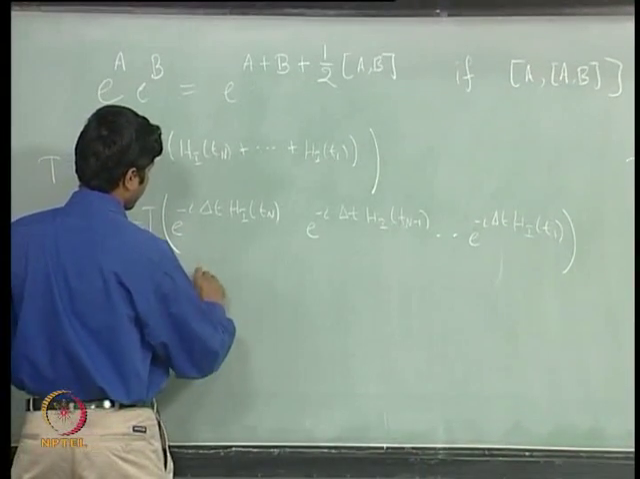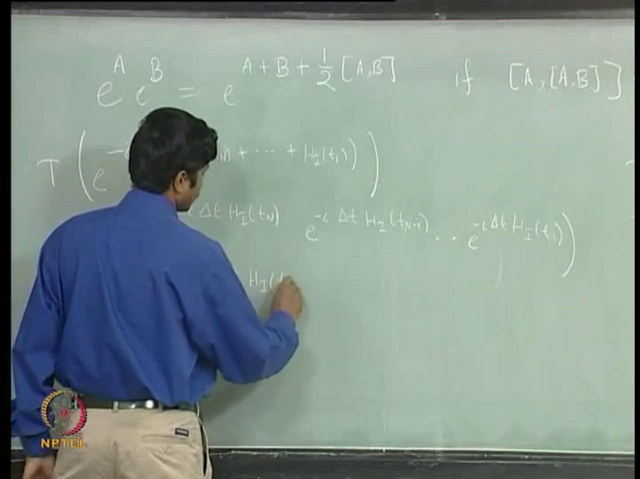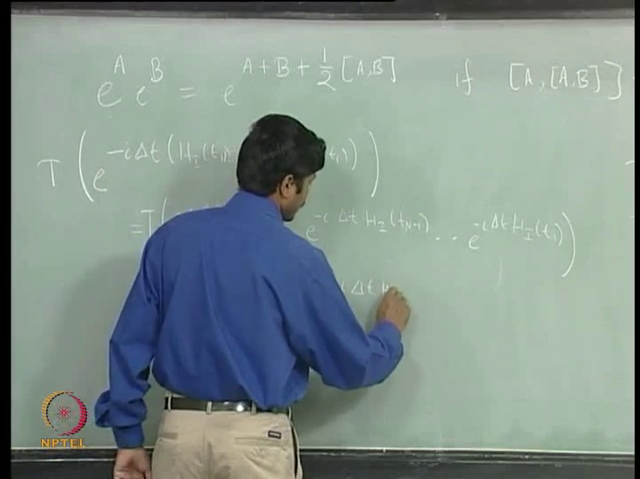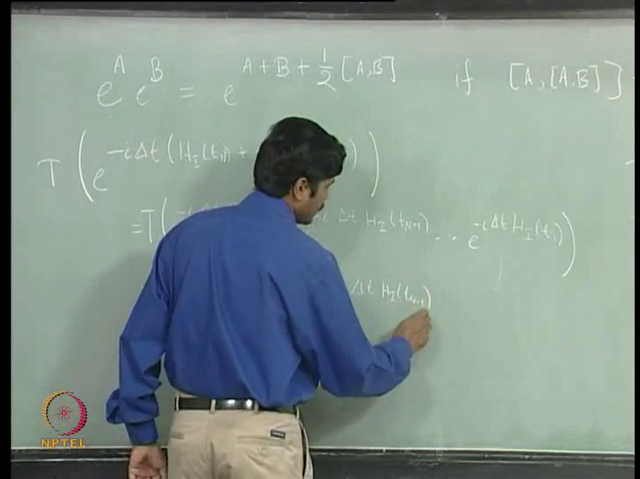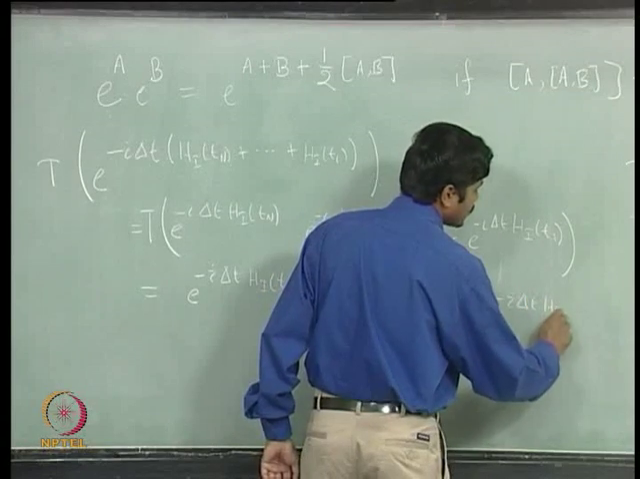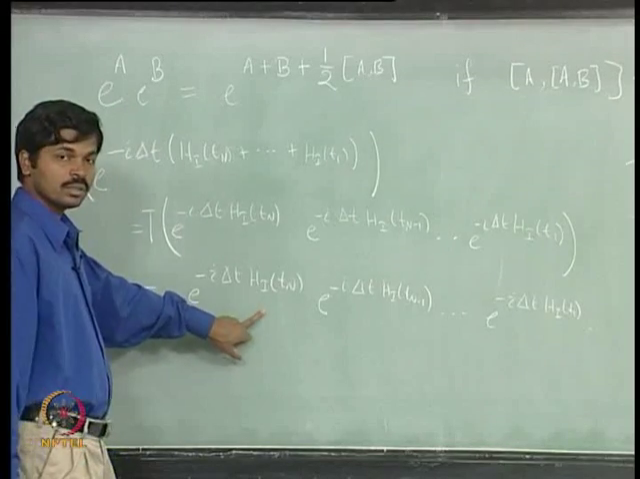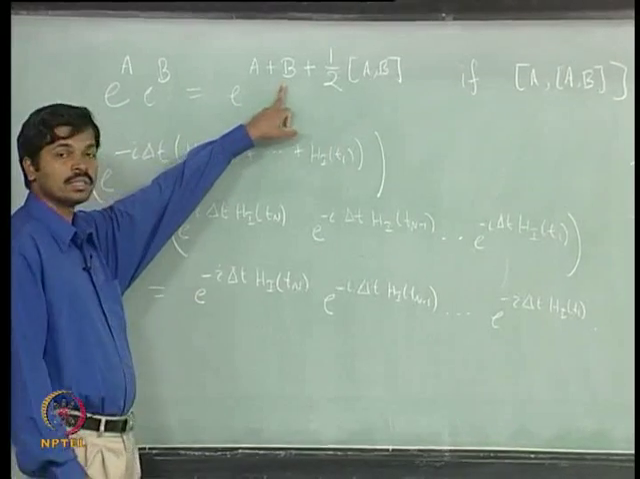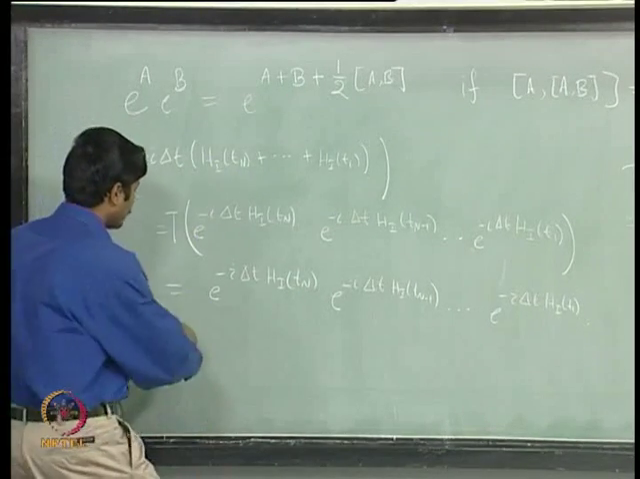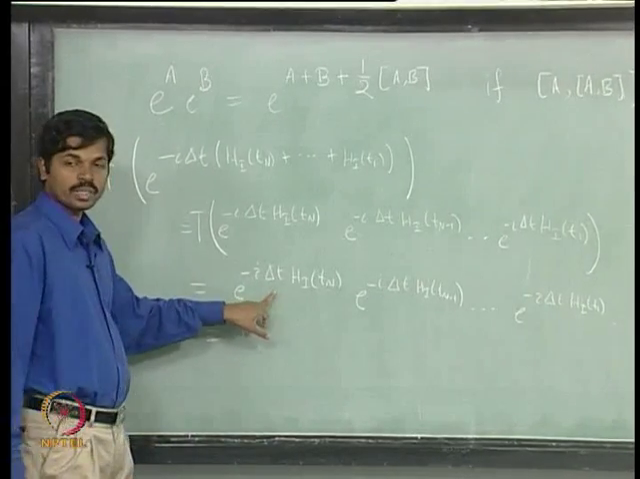So, this is e to the power minus i delta t h I of t n, e to the power minus i delta t h I of t n minus 1, and so on up to e to the power minus i delta t h I of t 1. So, the time ordering is gone. Now, I can again use this relation, and when I use it, I will keep all the terms up to order delta t square.